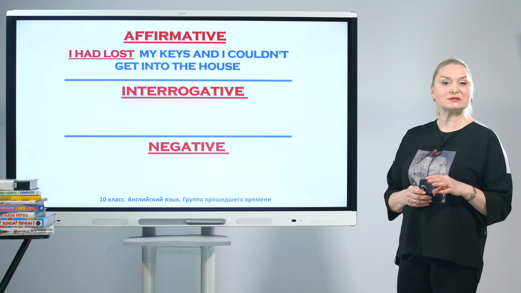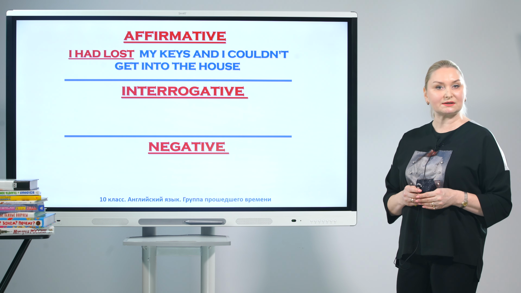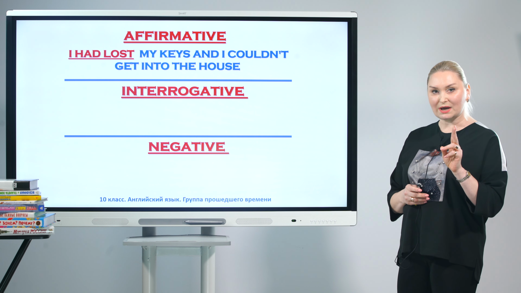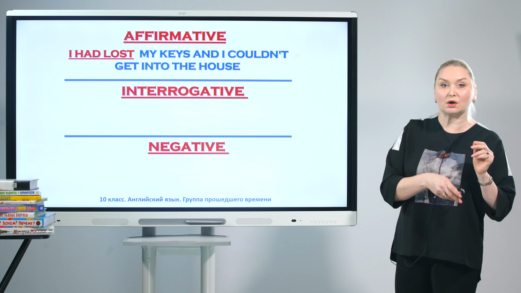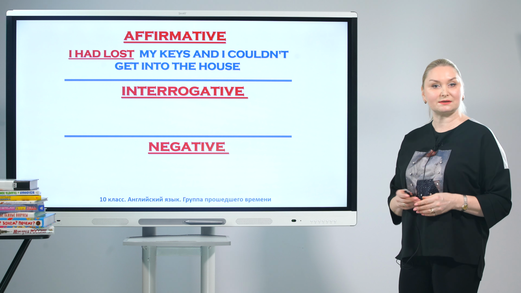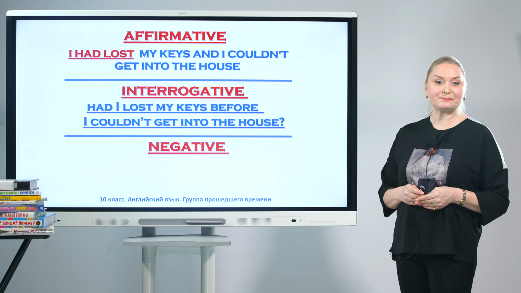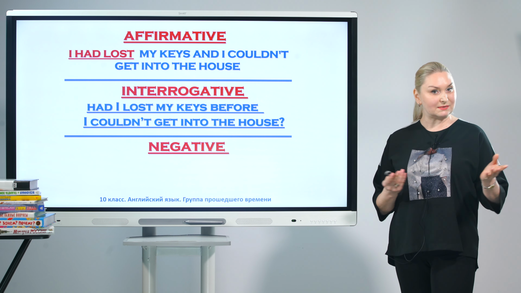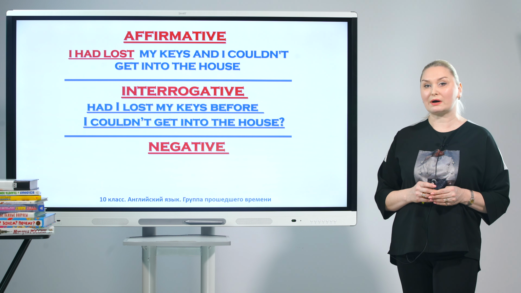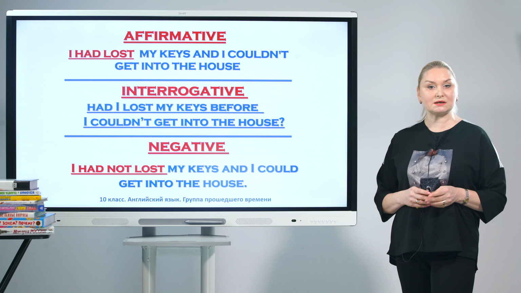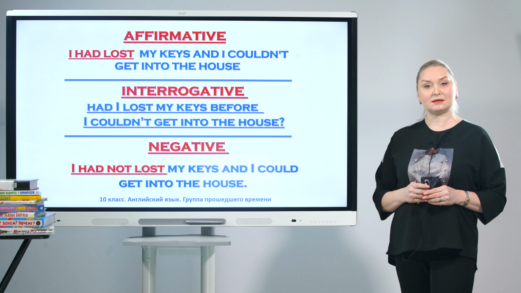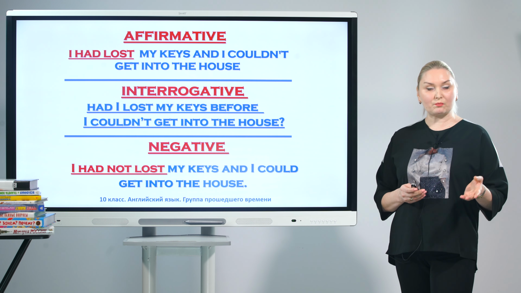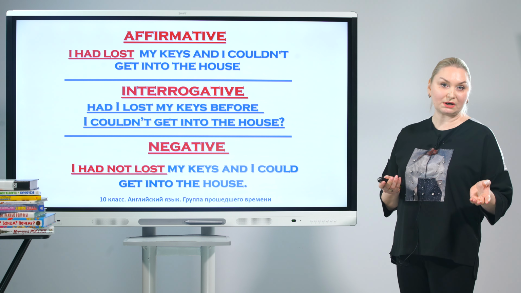So, samples. Affirmative sentence. I had lost my keys and I couldn't get into the house. As you see, two actions. The first one, I had lost. The second, I couldn't get into the house. Interrogative one. Had I lost my keys before I couldn't get into the house? That's a question. And negative one. I had lost my keys and I could get into the house. So, and once again, a short video.